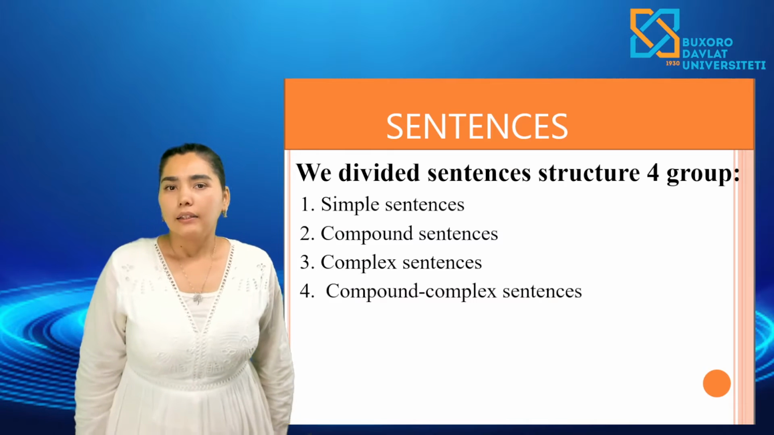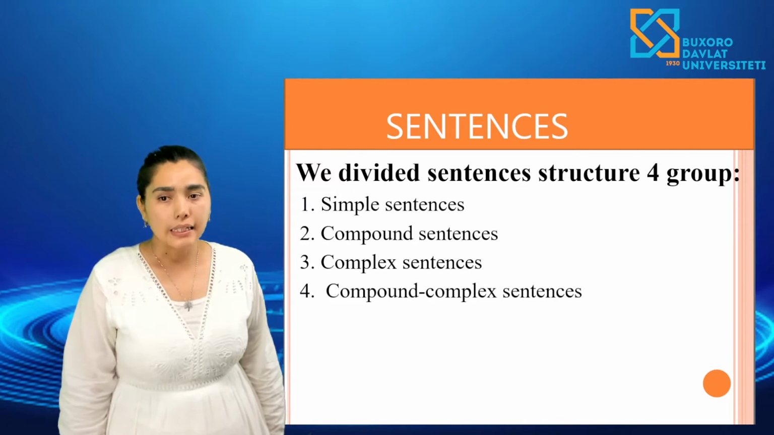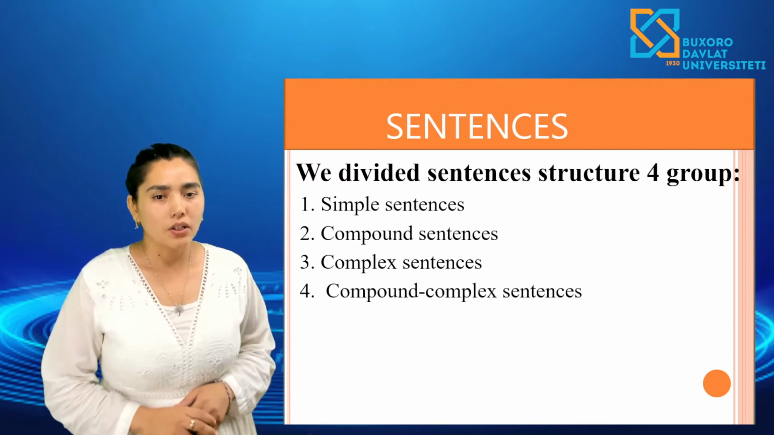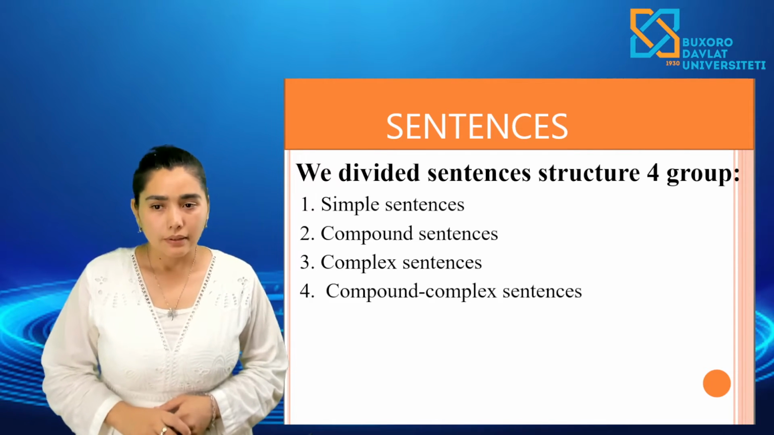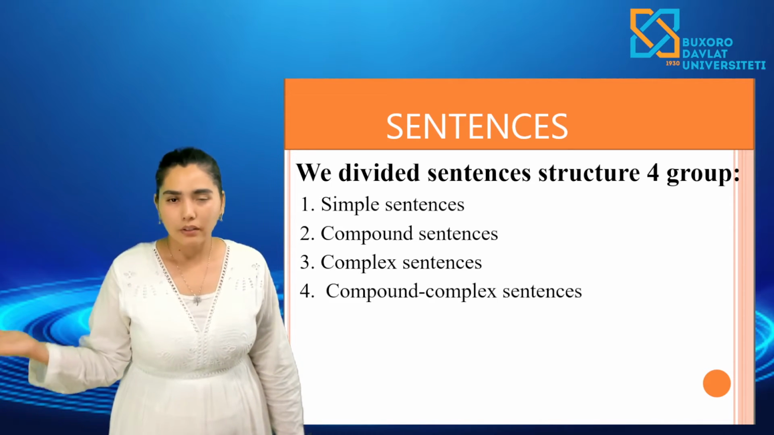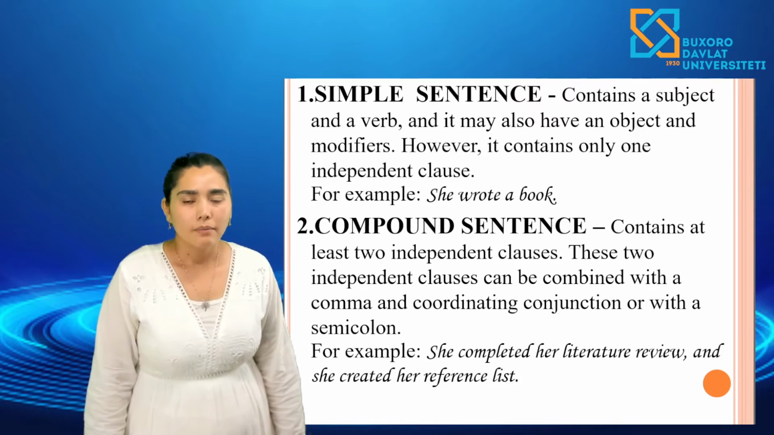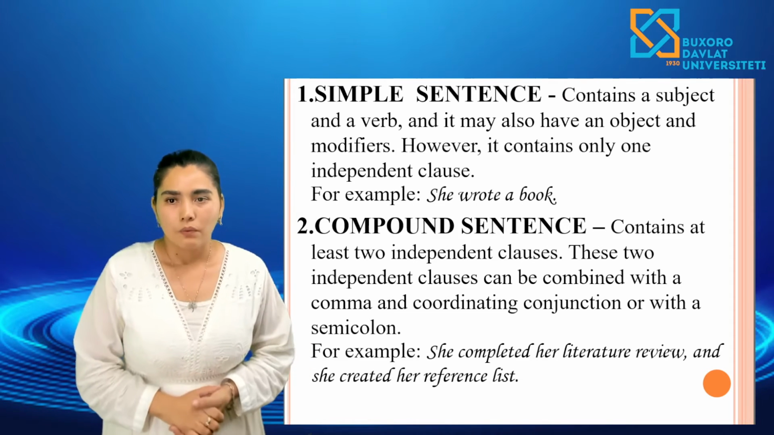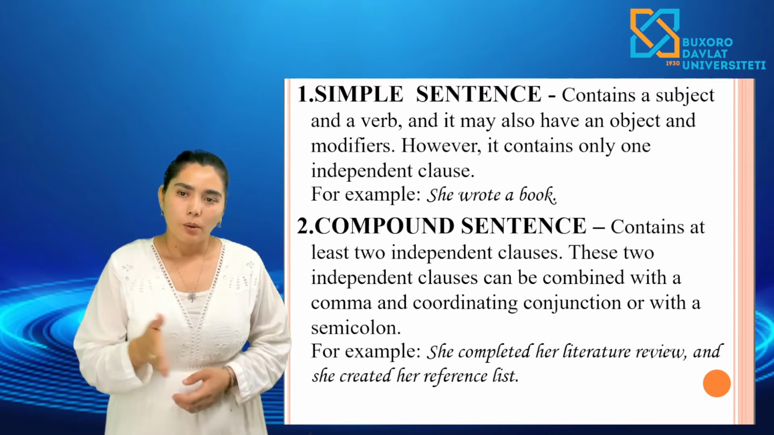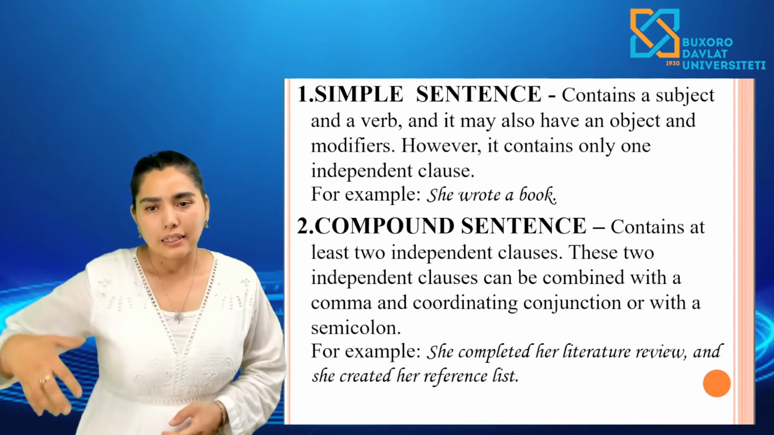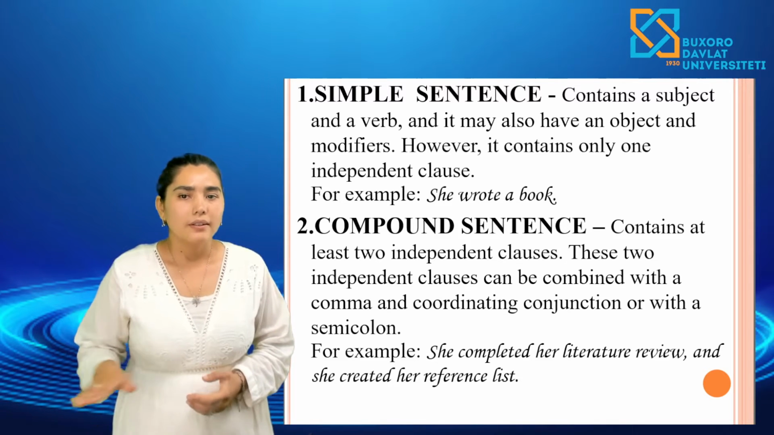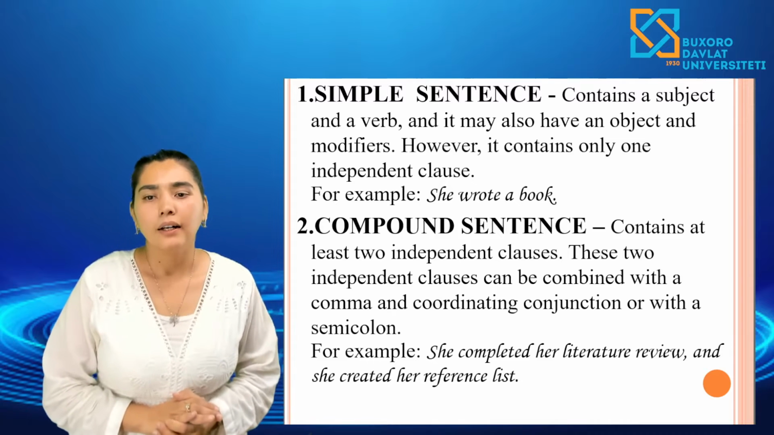So here in our review lesson, let's repeat the sentence types. We divide sentence structure into 4 groups: simple sentences, compound sentences, complex sentences, and compound-complex sentences. We can call all of them composite sentences too. First, a simple sentence has a subject and a verb, and it may have objects, modifiers, and other parts of speech. It never contains a dependent clause, like: she wrote a book.